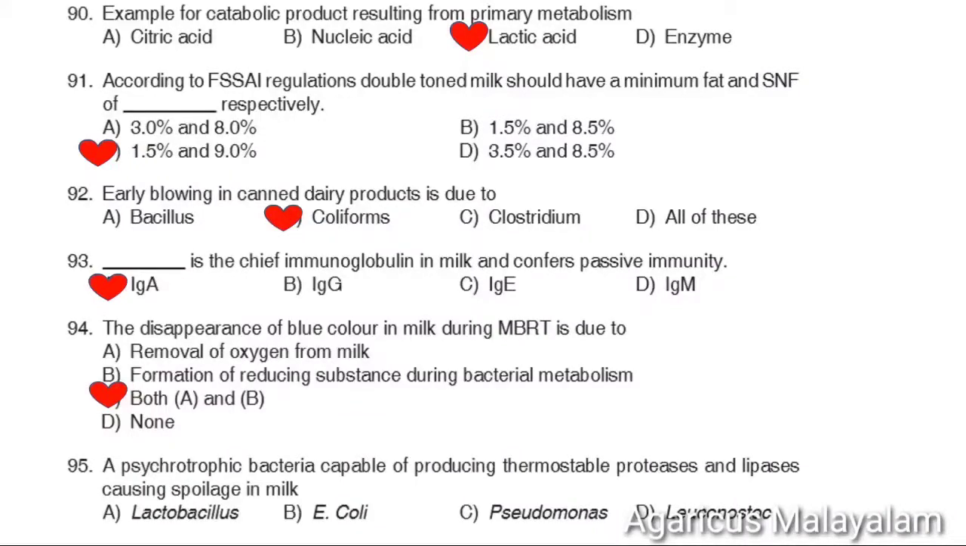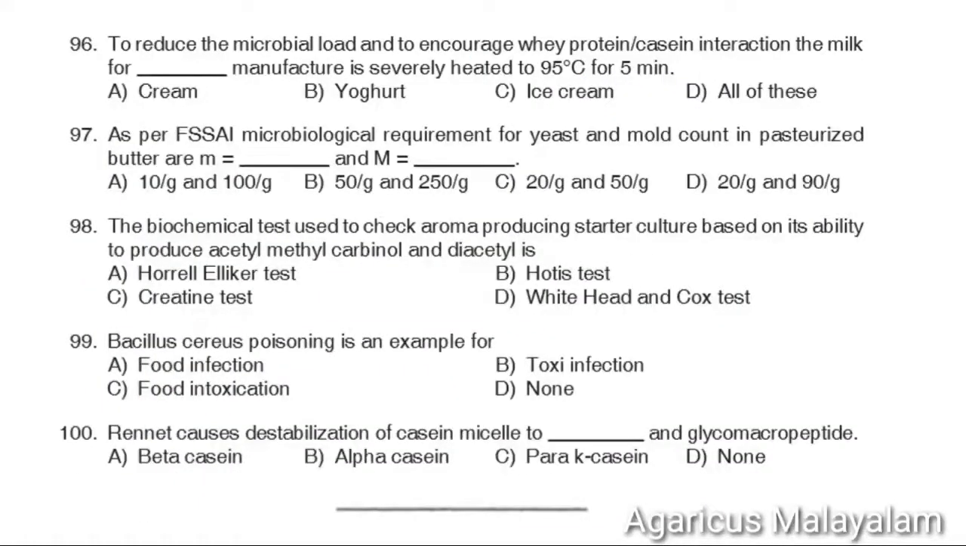95. Psychrotrophic bacteria capable of producing thermostable proteases and lipases causing spoilage in milk. Correct answer is option C, Pseudomonas. 96. To reduce the microbial load and to encourage whey protein or casein interaction, the milk for dash manufacture is severely heated to 90 degrees Celsius for 5 minutes. Correct answer is option B.